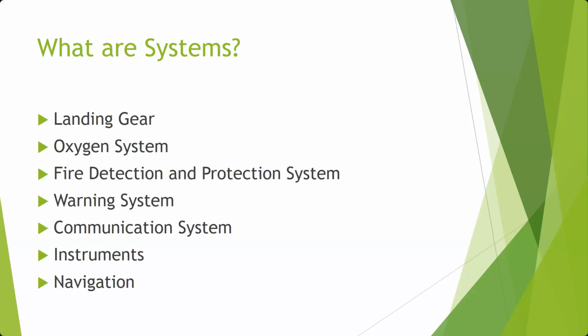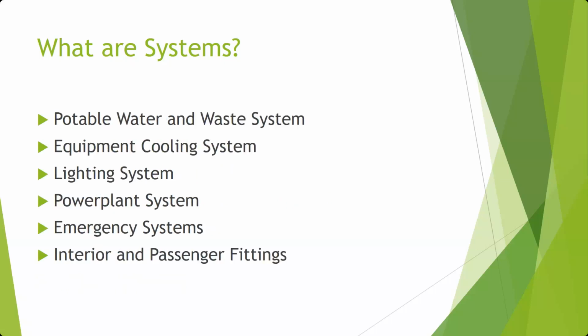Landing gear, I've got oxygen broken out, fire detection and protection, warning systems, communication, instruments, navigation, instruments being like flight instruments as well as system monitoring instruments, aircraft monitoring, potable water and waste, equipment cooling, lighting system, lightning protection and static dissipation, power plants, emergency systems, interior and passenger. This list is not exhaustive by any means, but it gives you an idea of everything that goes into one of these aircraft.